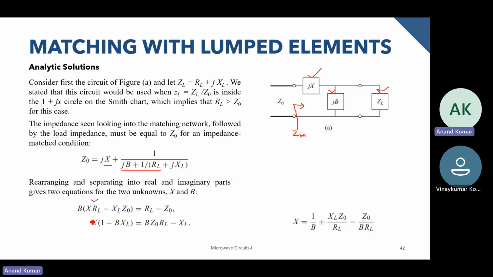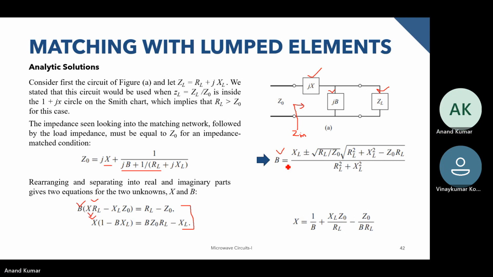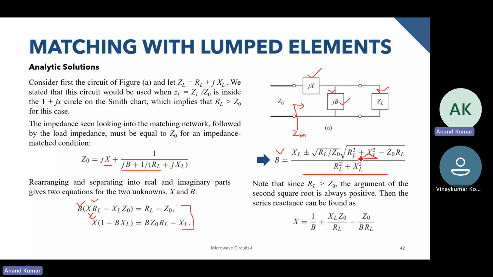What we do is we separate the real and imaginary parts. When we do that, we get this set of equations. Removing x and substituting it in this particular equation, we can get a quadratic solution for b. So this particular expression gives us the value of b. Note that the terms inside this root will always be positive because RL is greater than Z0, and hence we have two solutions for b. Using the two solutions for b in the second equation, we can get the value of x. So we have found the values of b and x for the impedance matching condition.